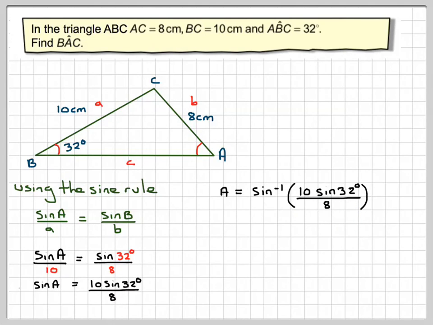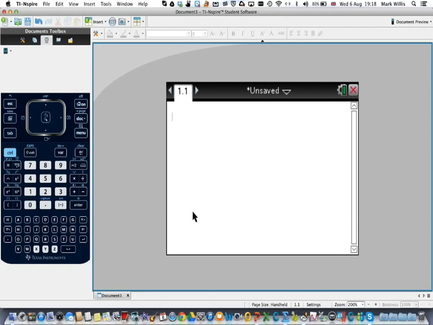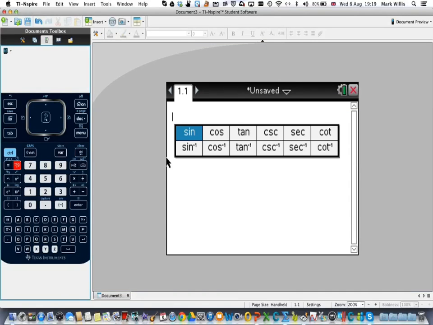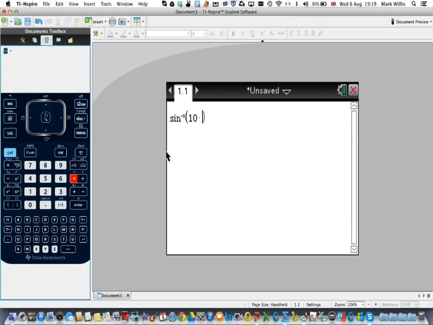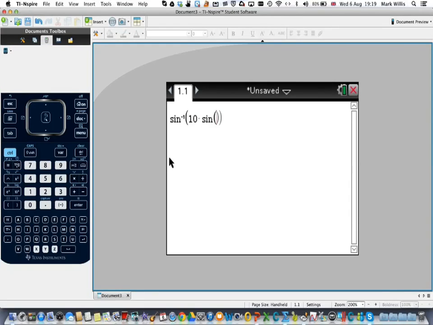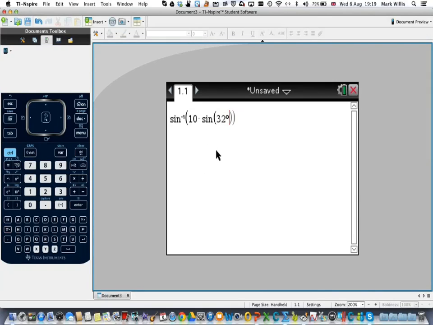Right, get this on my calculator. So here I have my calculator, and I set it off in calculation mode. At the moment, my calculator is in radian measure. Now you could change it into degrees, but it's not necessary. I'm going to show you a little trick here to use degrees in radians. So we want sine to the minus 1 of 10 times sine of 32. Now here's a little trick: it's 32 degrees, so go to the pi sign down here and select it, and then press that one. We get a little degree sign along with an arrow key, divided by 8.